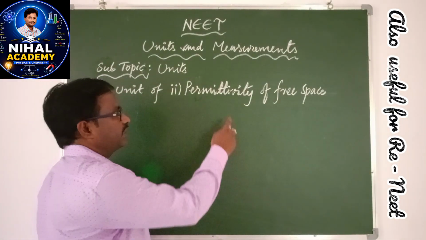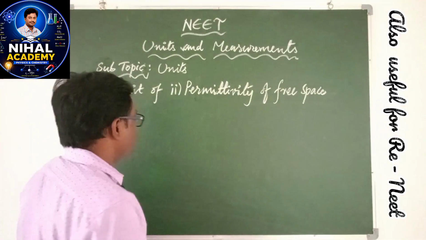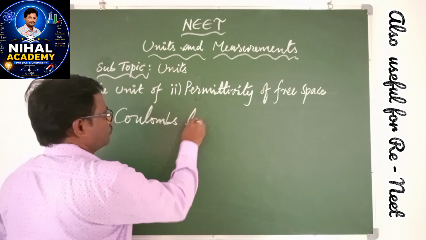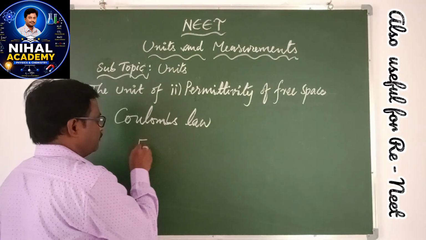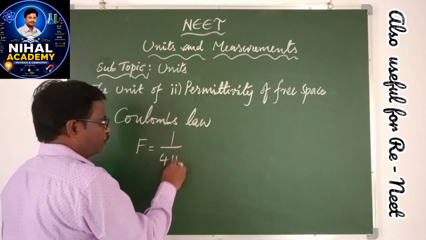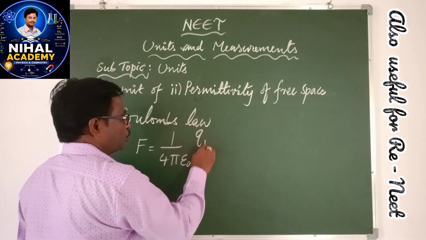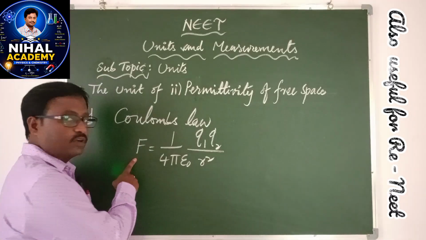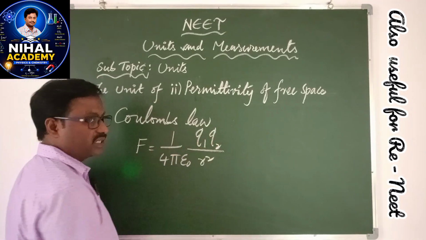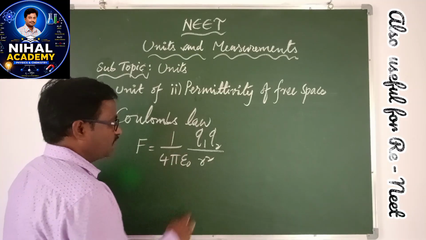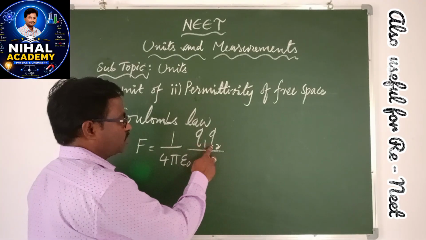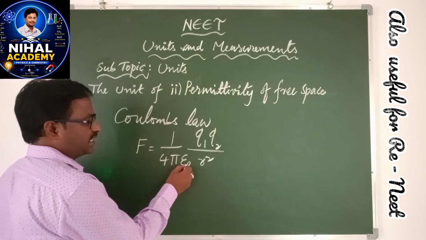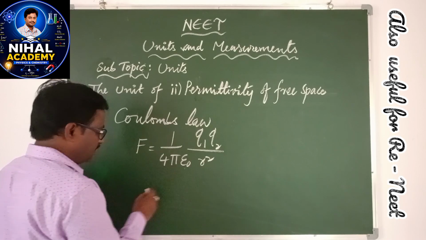So how can we derive the unit of permittivity of free space? So from Coulomb's law we can write F is equal to 1 by 4 pi epsilon naught Q1 Q2 by R square. Here F is the force between the two charges. So Q1 and Q2 are the charges. So 1 by 4 pi epsilon naught is the constant and R is the distance between the two charges. Now from this we have to write the unit of permittivity of free space, that is epsilon naught. So how can we write the epsilon naught?